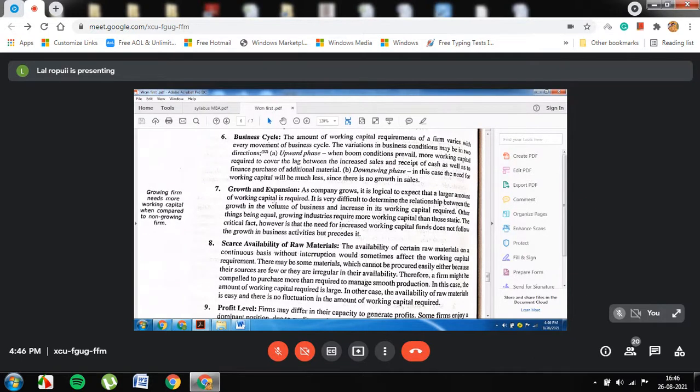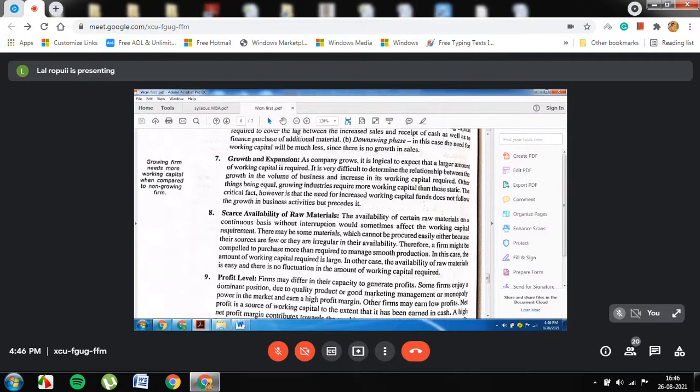Then growth and expansion. As a company grows, it is logical to expect that a larger amount of working capital is required, right? So for a growing company we need more working capital, and for expanding companies also we need more working capital.